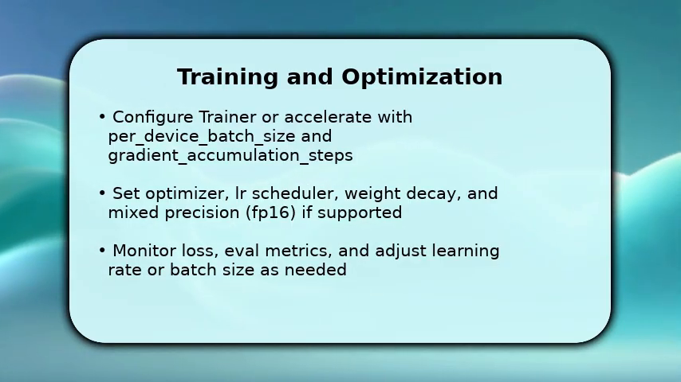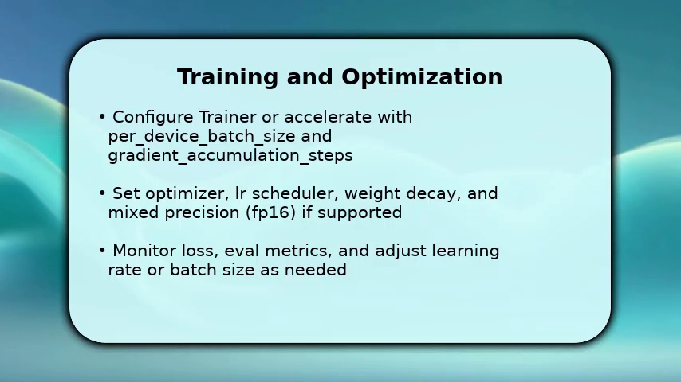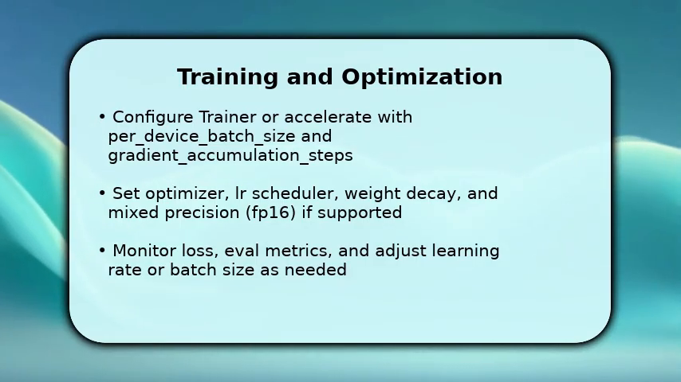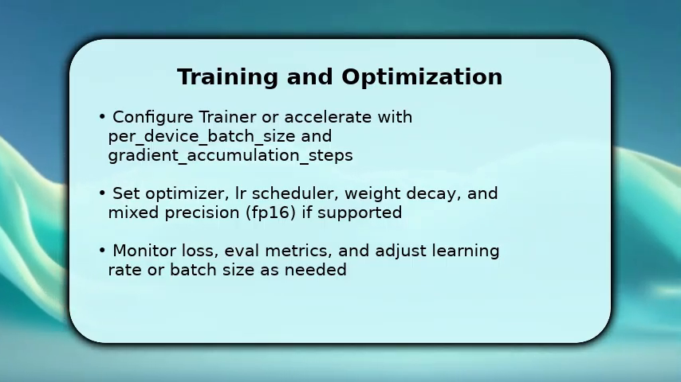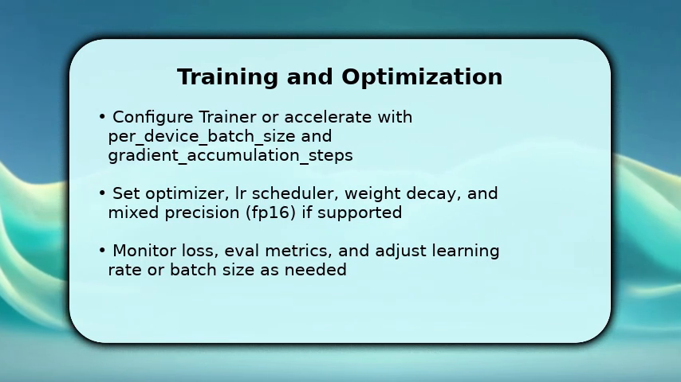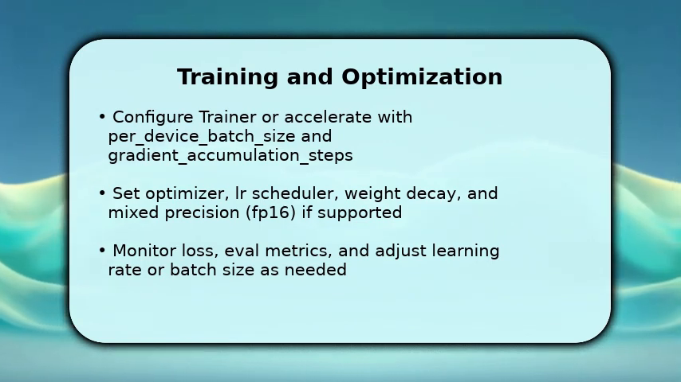Choose AdamW, a warm-up scheduler, and a conservative initial learning rate, then kick off training while logging loss and validation metrics. If eval metrics plateau or diverge, reduce learning rate or increase regularization. Once stable, run a longer fine-tune with checkpointing to capture best weights.